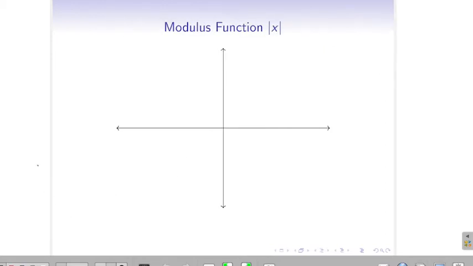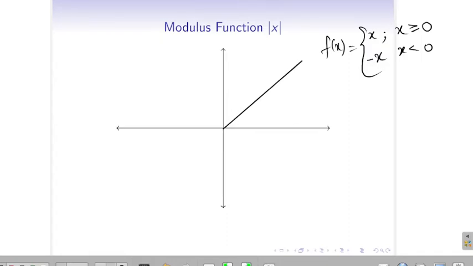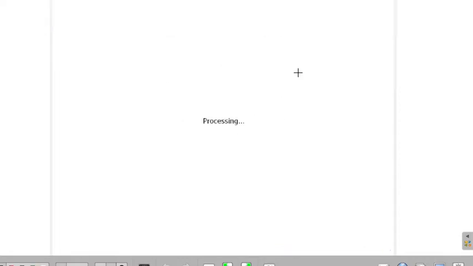Then the modulus function. This is how we define it: f(x), if the input is greater than or equal to 0, the input remains the same. And if the input is less than 0, meaning negative, it multiplies the input by a minus. And how does the graph look? For positive values, it remains like this, and for negative values, it is just the mirror image. So this is the graph of |x|.